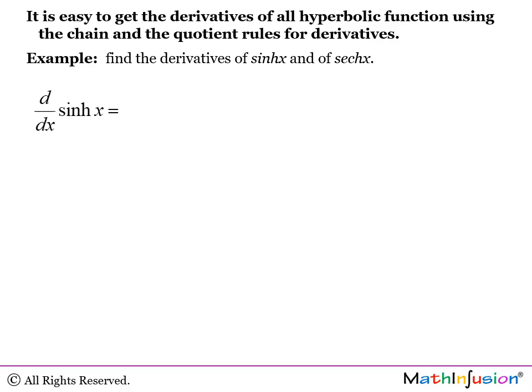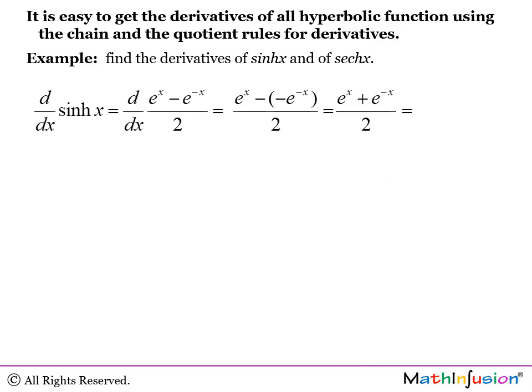d dx of sine hyperbolic x is exactly d dx of (e to the x minus e to the negative x) over 2. We will use the chain rule for the second one and we get (e to the x plus e to the negative x) over 2, which is cosine hyperbolic of x.